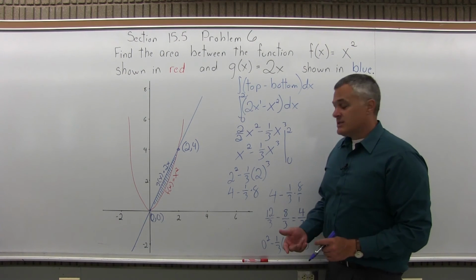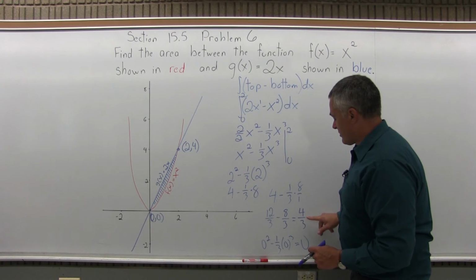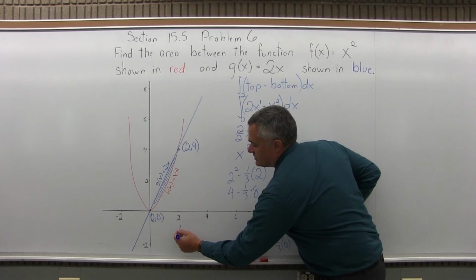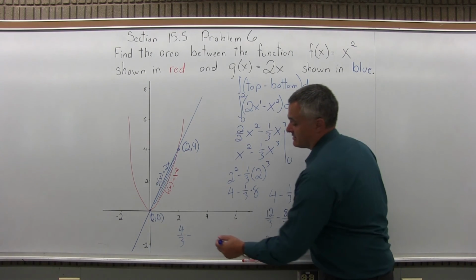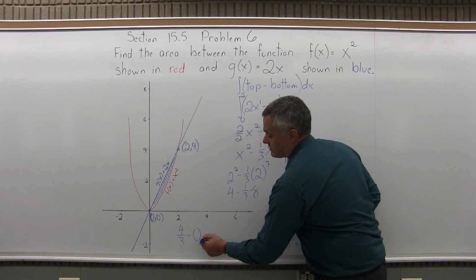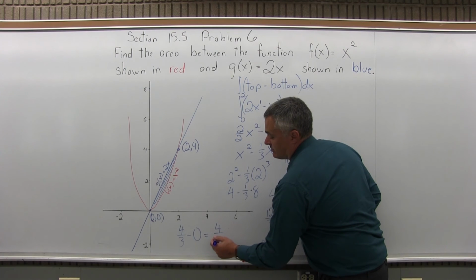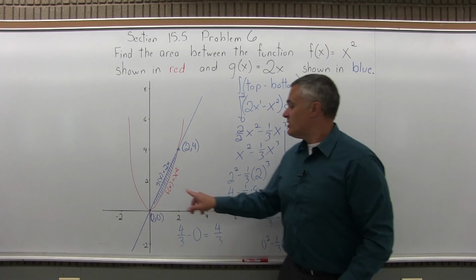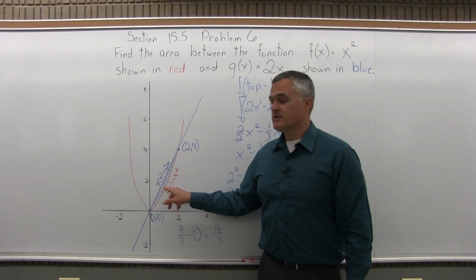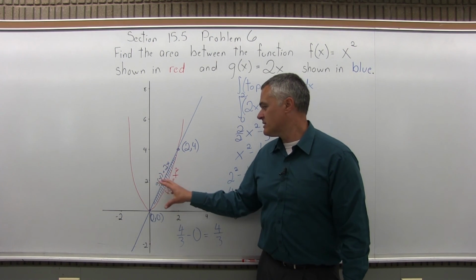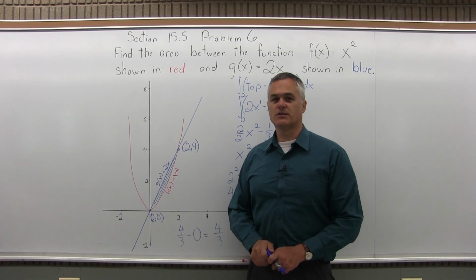For the final answer, step 4, I'm going to subtract the result from step 2, 4/3, minus the result from step 3, so minus 0. 4/3 minus 0 is easy enough to do. It's 4/3. So the area between the blue and the red graph here is 4/3 square units, whatever units this would be drawn in, square inches or square centimeters or whatever.